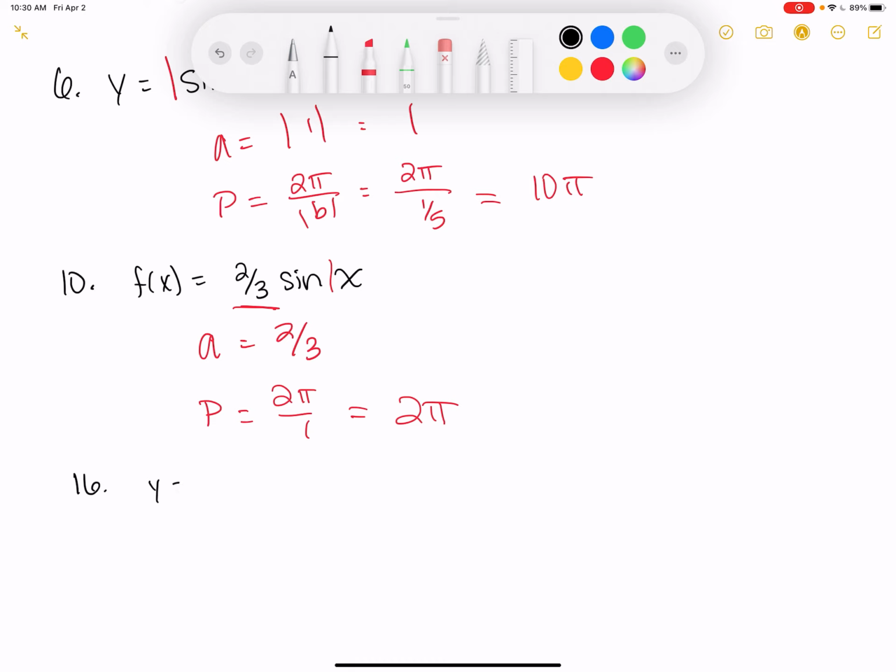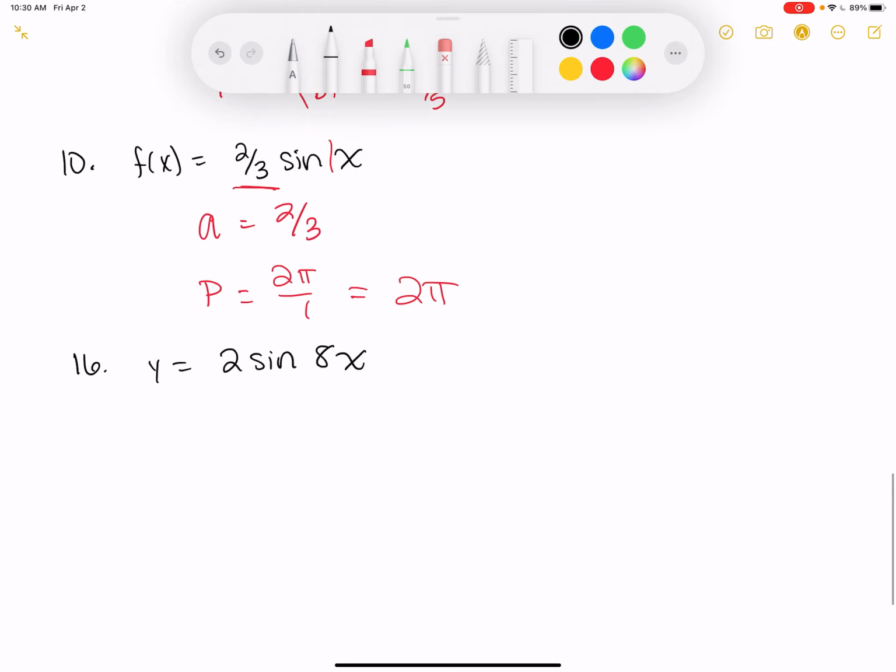16. y equals 2 sine of 8x. Amplitude is 2. Period is 2 pi over the absolute value of 8, which is pi over 4. It just reduces. If it was 1/8, then it would be 16 pi.